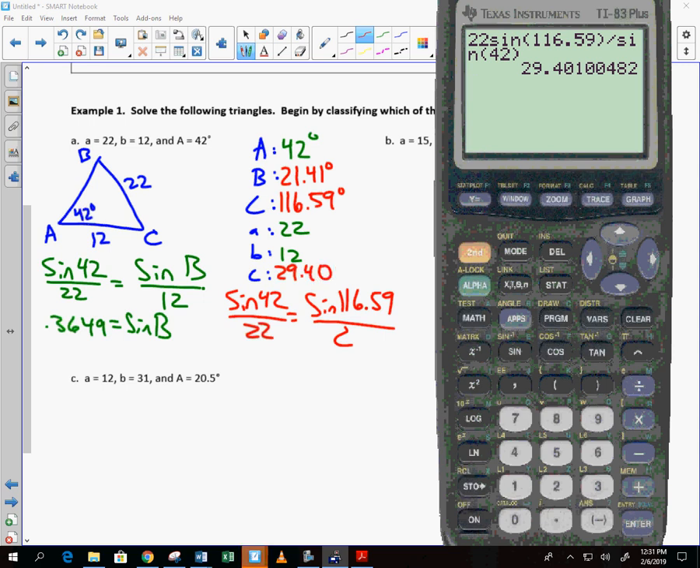I'm going to check the reasonableness of my solution. Biggest angle, C. Is my biggest side C? Yes. Smallest side, A, for smallest angle, B. And that's the small side as well. So it looks like my answer is reasonable. We all okay? Let's move on to the second situation.